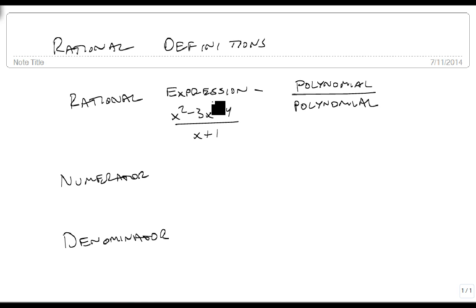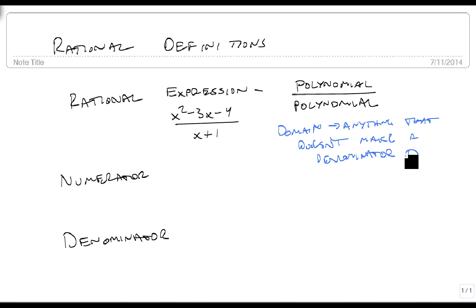rational expression. Now, something that's really key here is that our domain of the rational expressions is anything that doesn't make a denominator 0. So in this case, it's everything but -1. So if I plug a -1 in, it makes this 0 because -1 plus 1 is 0.